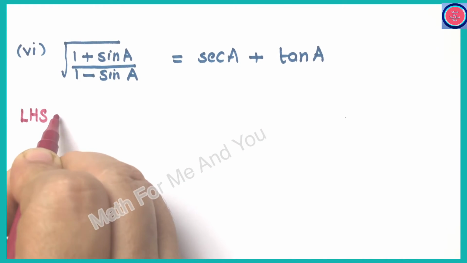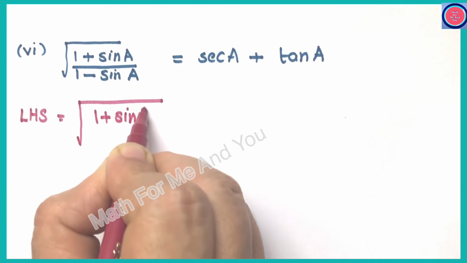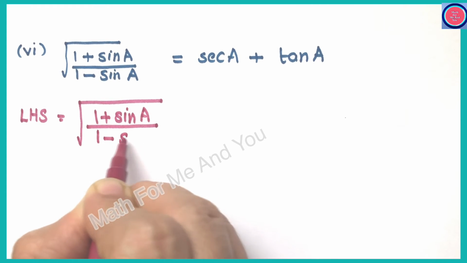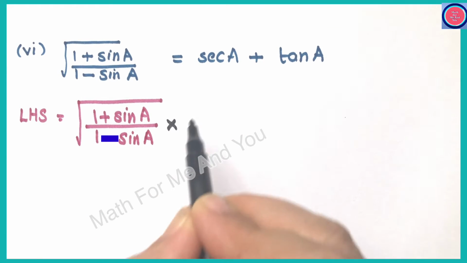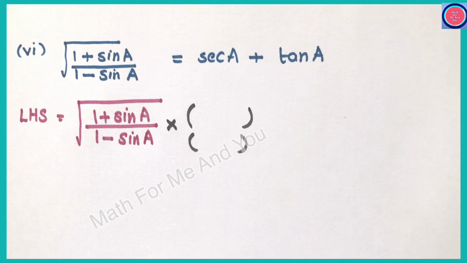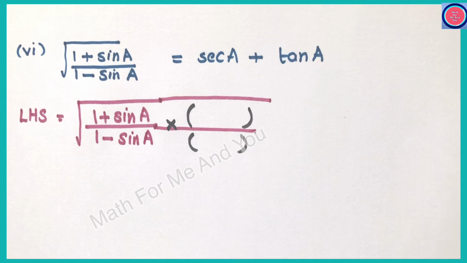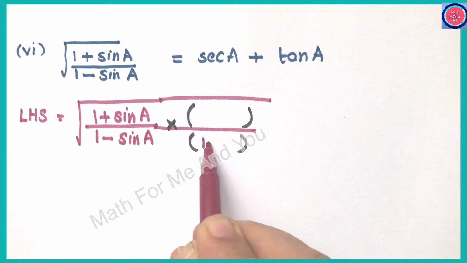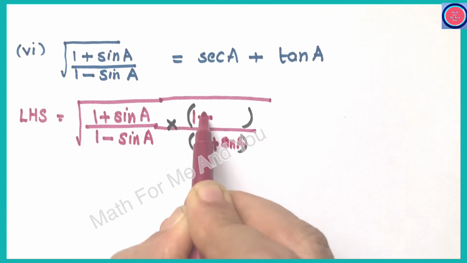So we could start: LHS is equal to square root of 1 plus sin A divided by 1 minus sin A. It is a root expression and under root is a fraction. So we are going to rationalize the denominator. What is denominator? 1 minus sin A. Multiply with the conjugate. So we are going to multiply with 1 plus sin A, numerator and denominator, under the root, because we are going to rationalize the denominator. So multiply up and down with 1 plus sin A.